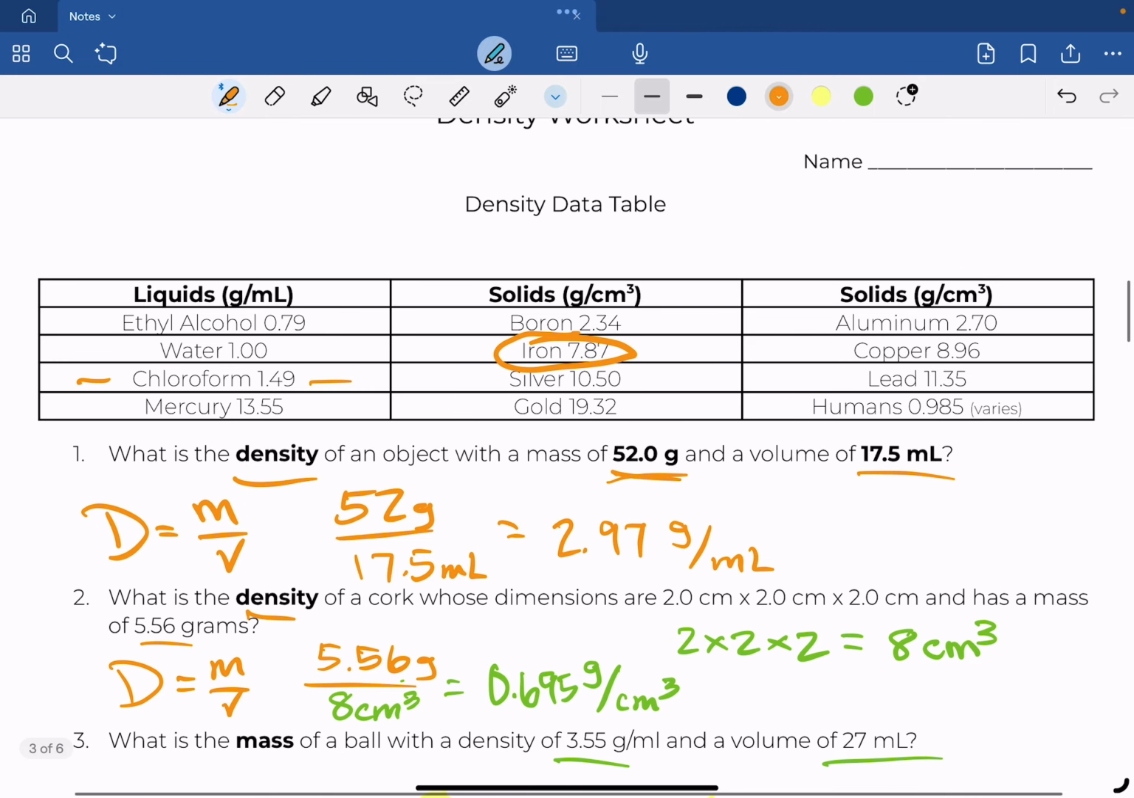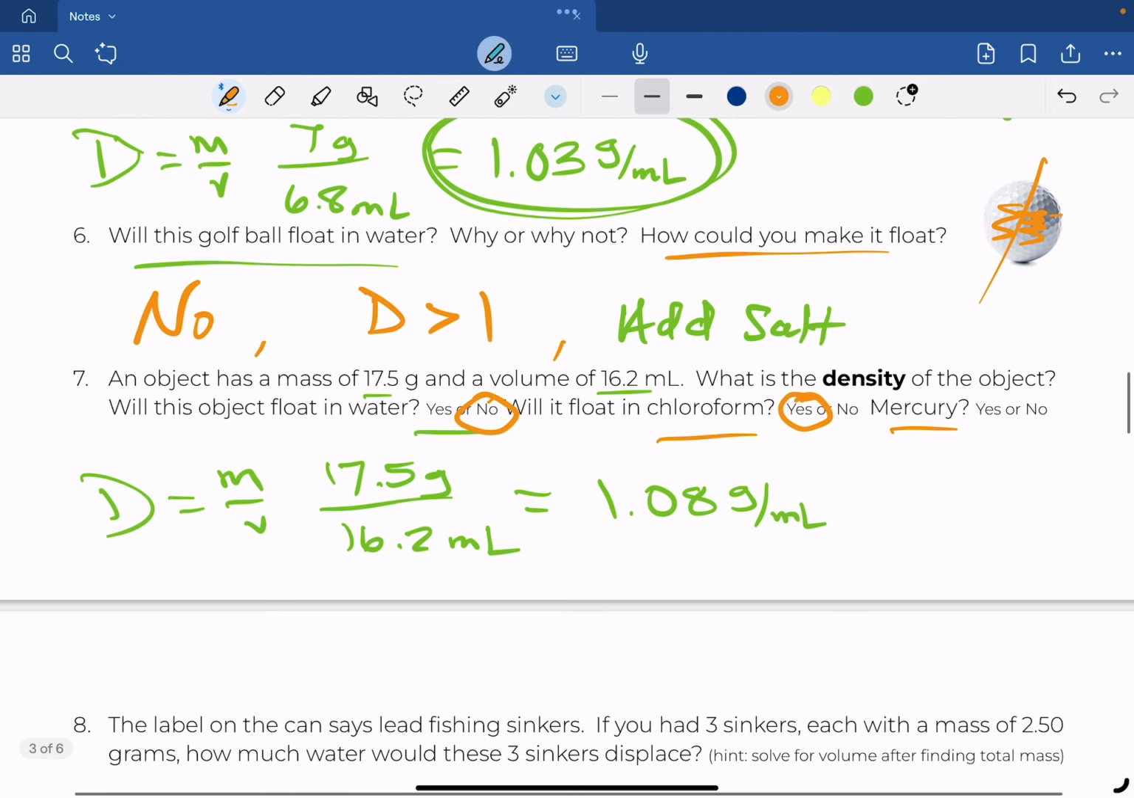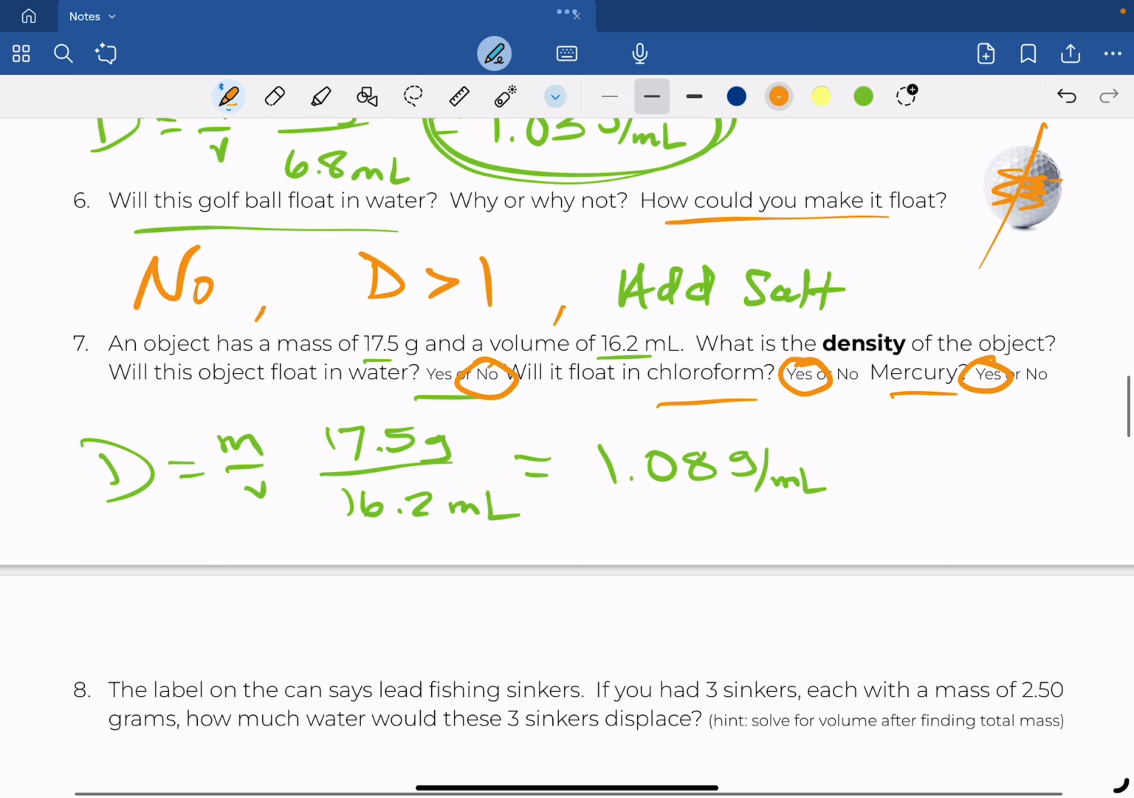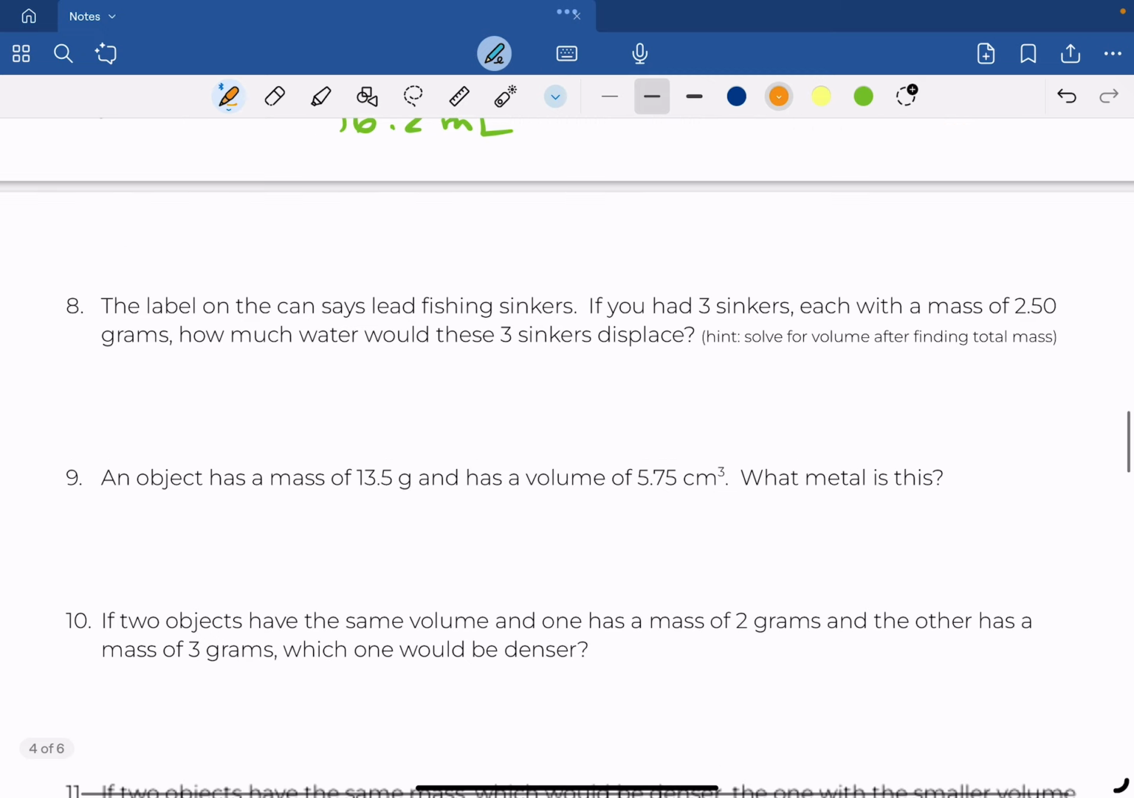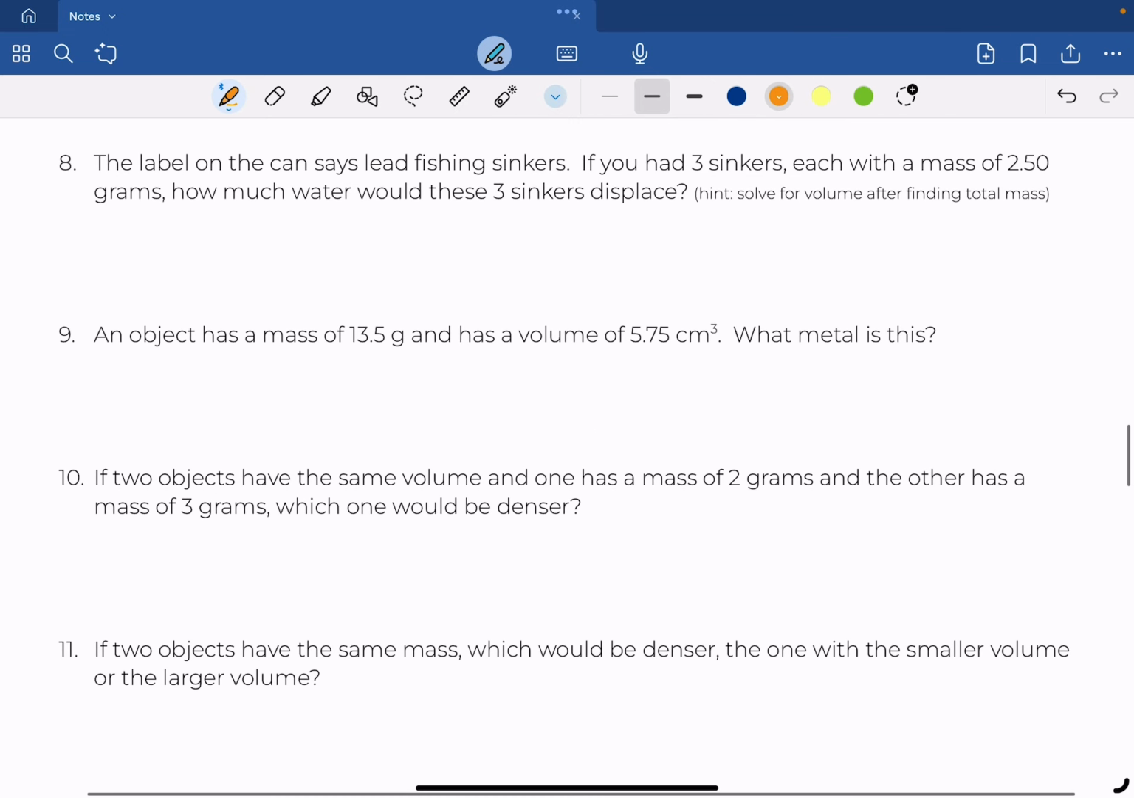And then mercury. What about mercury? Well, look up here. Mercury is even more dense at 13.55, so it would for sure float in mercury. It'd be even more displaced out of the water. Awesome. Number 8, you've got 3 lead sinkers, or the label on the can reads lead sinkers.